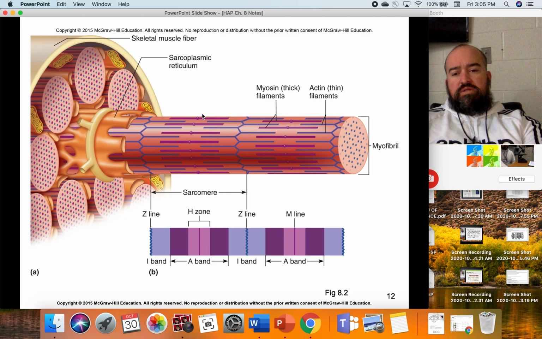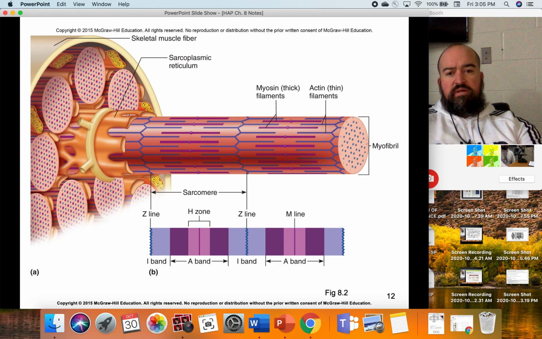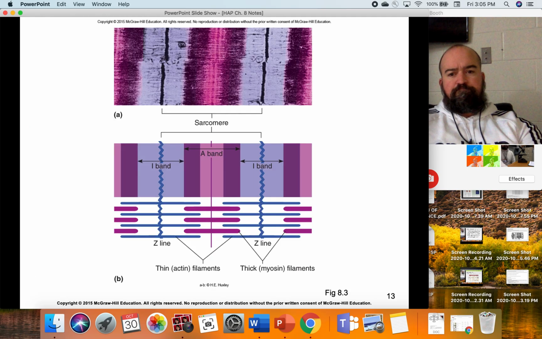In the middle of the sarcomere are the myosin thick filaments, and the area where the thick and the thin filaments overlap is the A band. That dark area is the A band. And again, the word dark has the letter A in it, and that helps me to remember that.